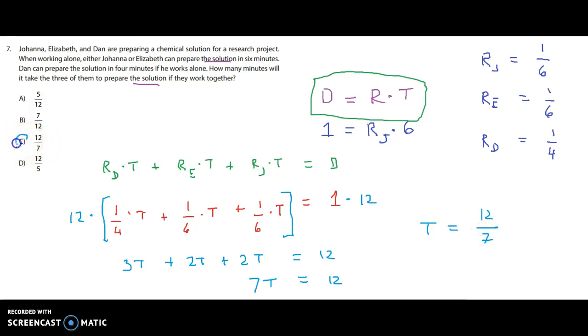The answer is C. Again, anytime you have a rate problem where you have multiple people or processes working together, you just have to figure out the rate for each one individually, and then take each of those rates, multiply by time, expand that basic distance equals rate times time formula, plug in your numbers and solve for t. Okay? Hopefully that was helpful.